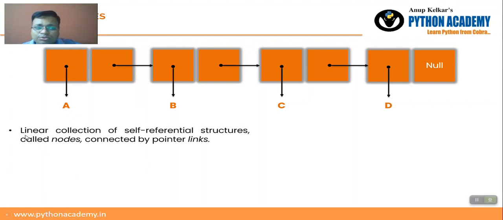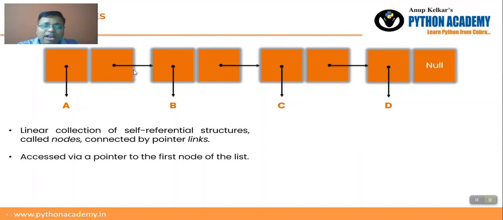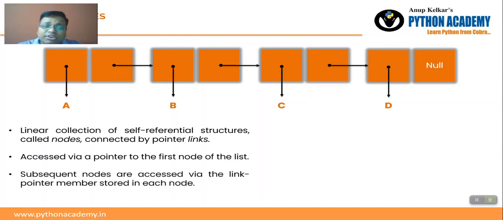Further, what is a node? A node is part of a linear collection of self-referential structures called nodes, connected by pointer links. This is the pointer link. The list is accessed via a pointer to the first node of the list. The subsequent nodes are accessed via the link, the pointer members stored in each node.